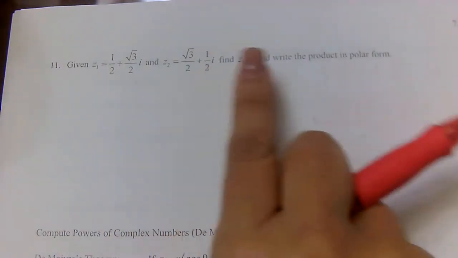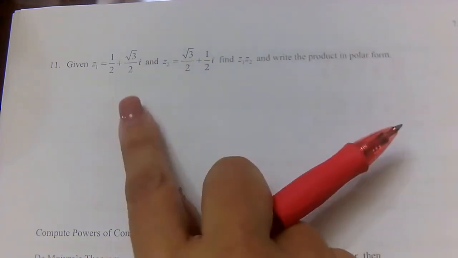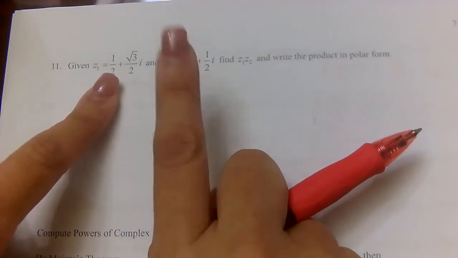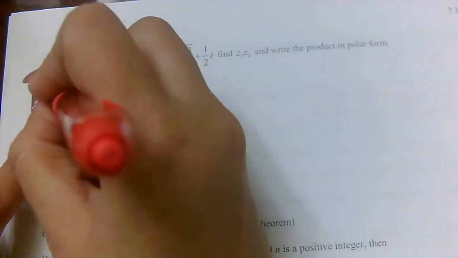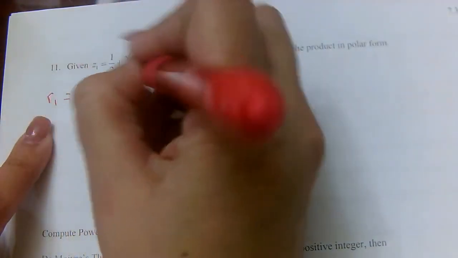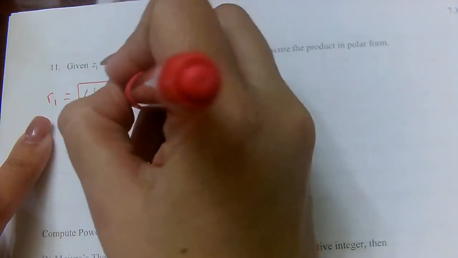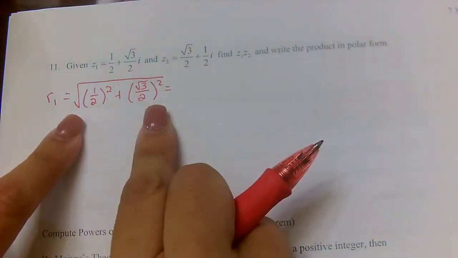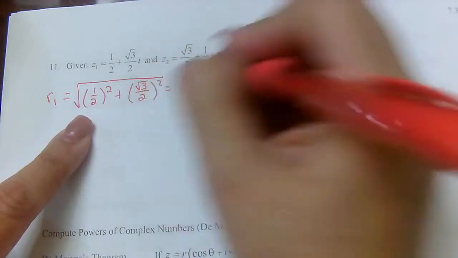in complex form, but it wants us to find the product and write it in polar form. So let's do this one. First thing I'm going to do is I have to change each of these into a polar form. So let's start finding r for z1. So I'm going to use it as r1. r1 is going to be equal to the square root of 1/2 squared plus square root of 3 over 2 squared. Okay, this will be 1/4, this will be 3/4. So 1/4 plus 3/4 is the square root of 1, or just 1.